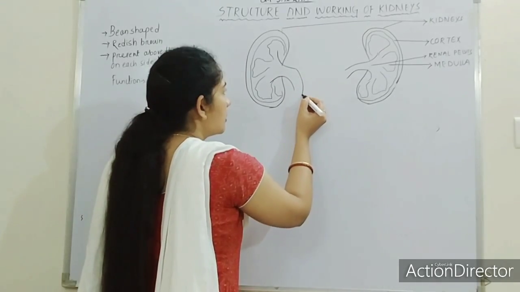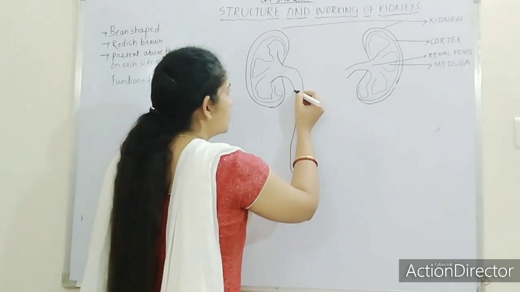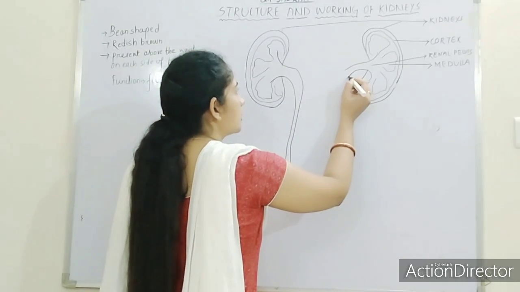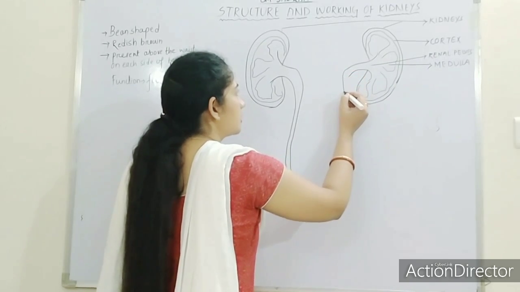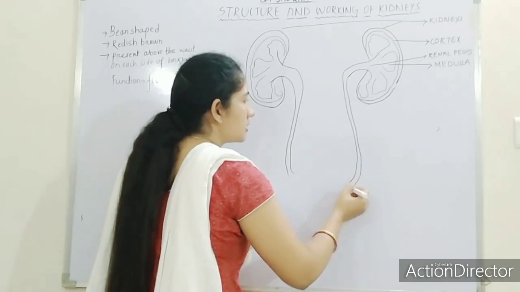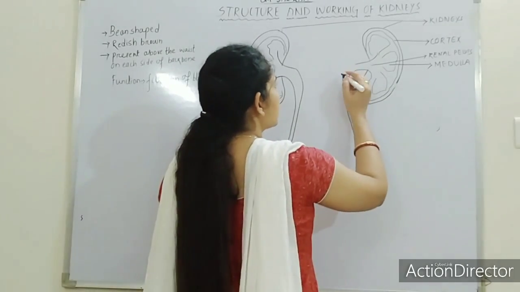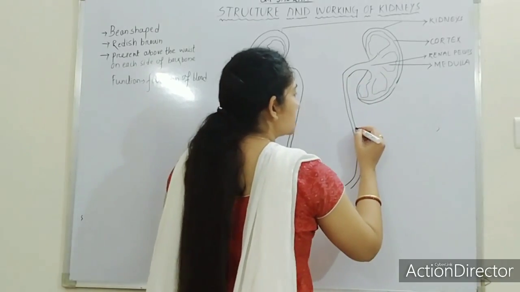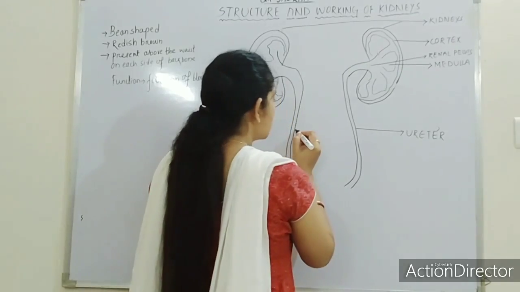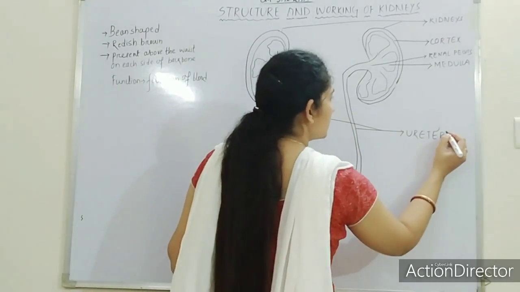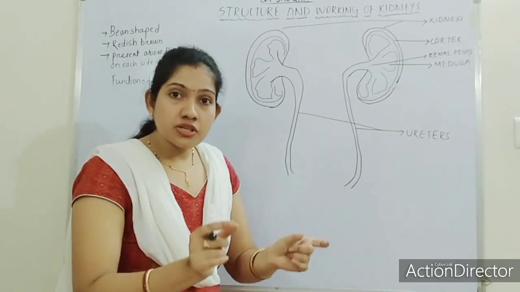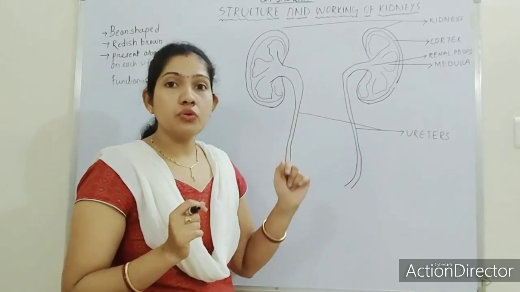will now form two long tubes, like this, known as ureters. So these are two ureters. This is one ureter, and this is also one ureter. Got it? The renal pelvis gives rise to two long tubes known as ureters.